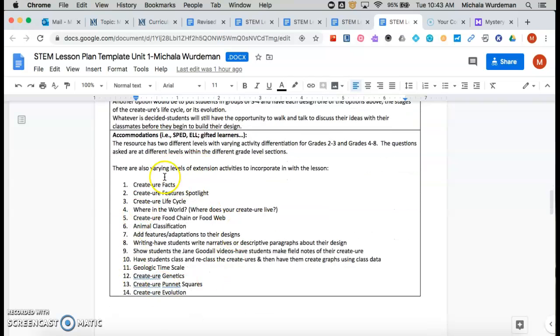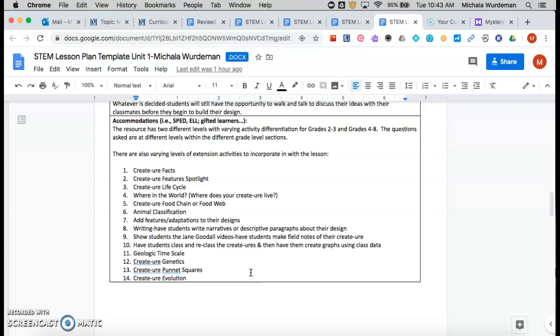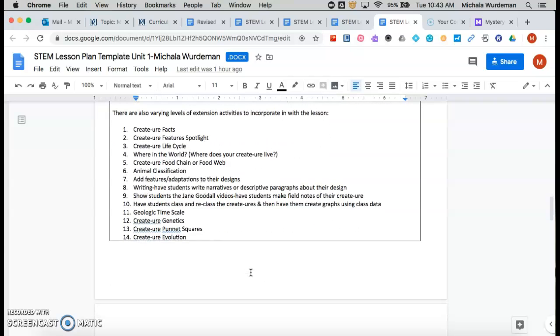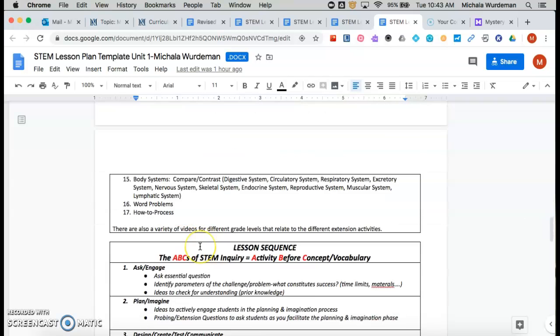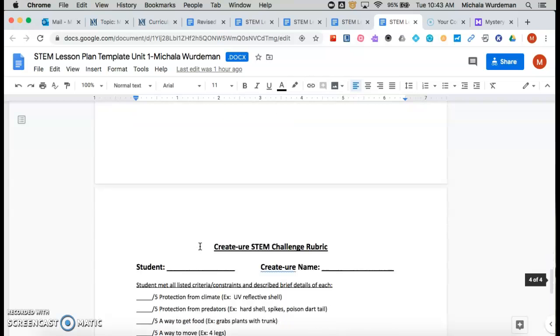This lesson had so many parts with it, so many different extension activities or different things you could do. Some things involve food chains, food webs, animal classification. They could make a geologic time scale, Punnett squares, evolution, word problems. There was a lot that went along with it.